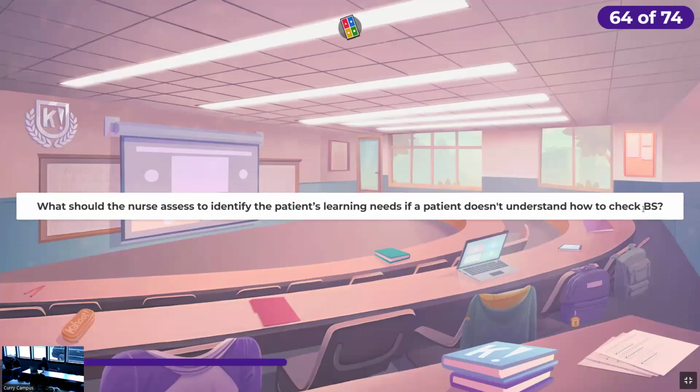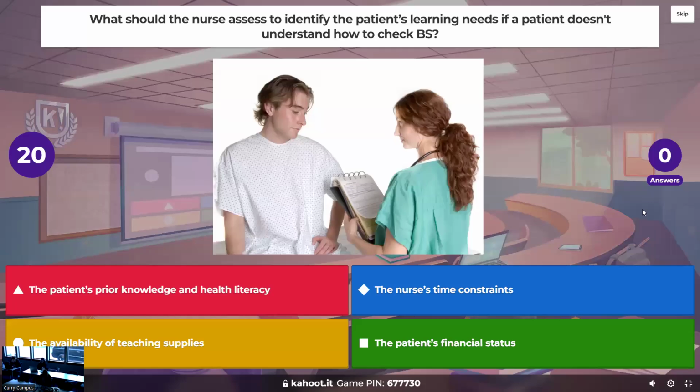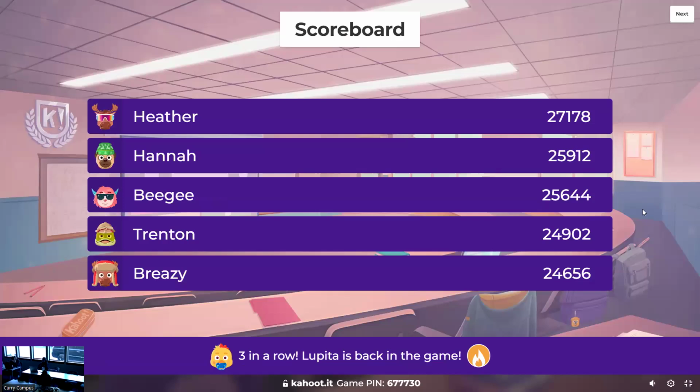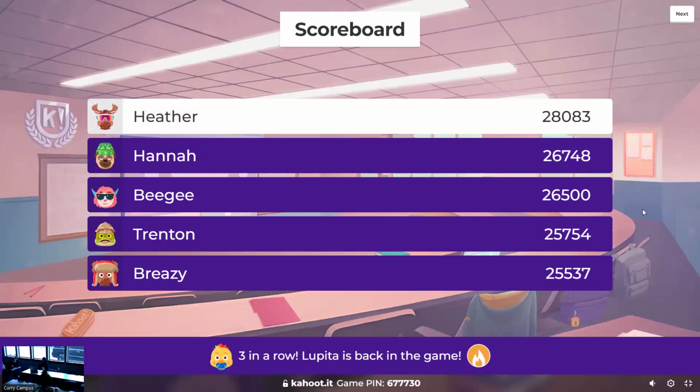What should the nurse assess to identify the patient's learning needs if the patient doesn't understand how to check blood sugar? The yellow is availability of teaching supplies. Good. The patient's prior knowledge and health literacy. All right. Lupita is back in the game.